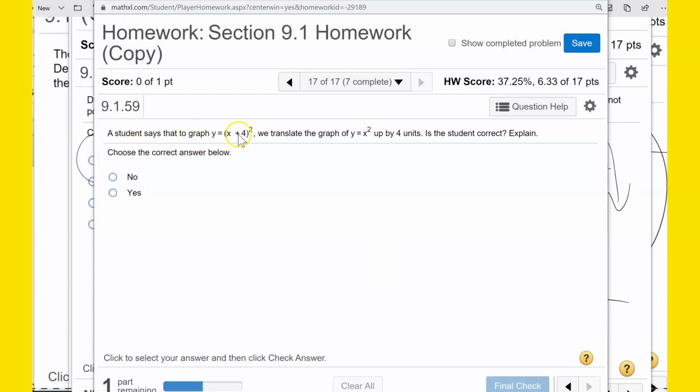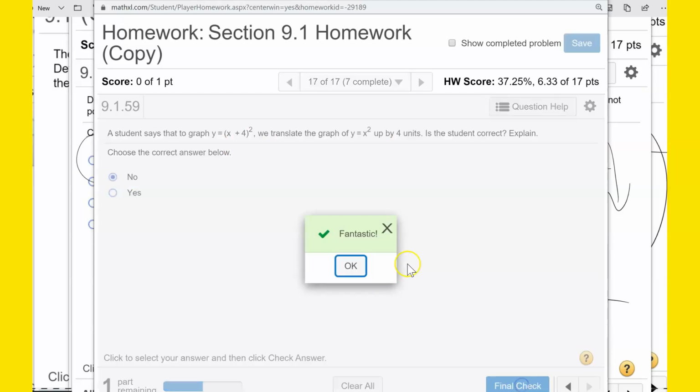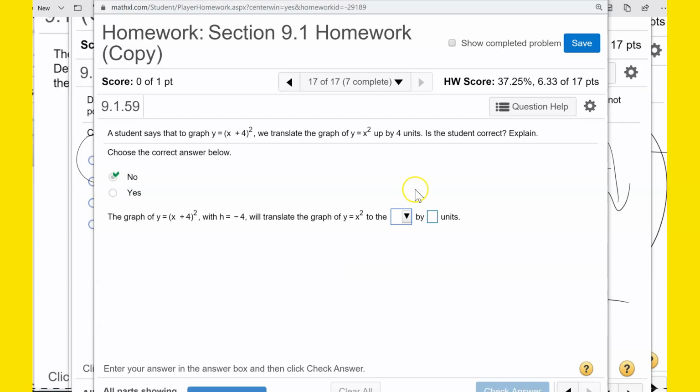A student says that to graph this, we translate the graph of y equals x squared up by 4 units. Is the student correct? The student is not correct, because what's the vertex of this one? It's negative 4, 0. So we don't go up at all. We go to negative 4 on the x-axis, and we don't go up or down at all, because the vertex is negative 4, 0. So it doesn't go up by 4 units. It goes to the left by 4 units. So the student is incorrect about that, and I will choose that. And so this finishes up.